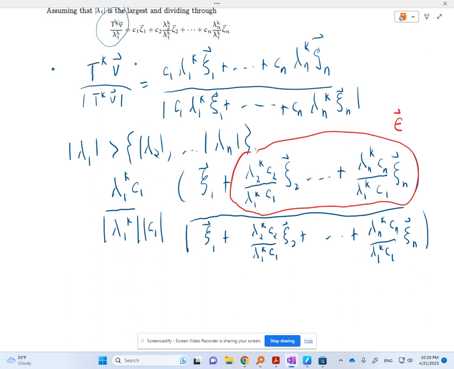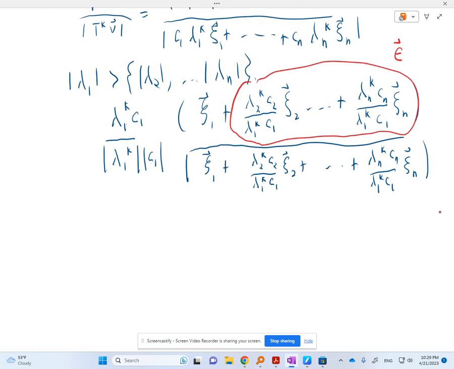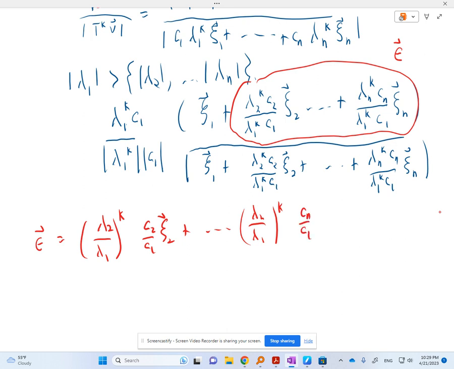Okay, now what do you notice about epsilon vector? Well, the first term, I can rewrite this as lambda 2 over lambda 1 to the k. So my epsilon vector here is equal to this factor times c2 over c1 times zeta 2 plus, and then the same thing with lambda n over lambda 1 to the k, and then this is going to be cn over c1 zeta n. All right. So that's epsilon there. So this is epsilon on the bottom also.